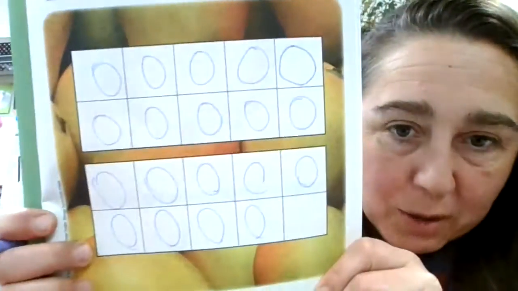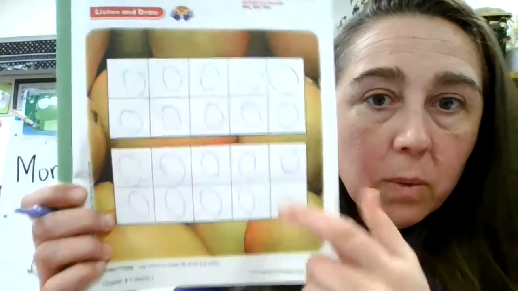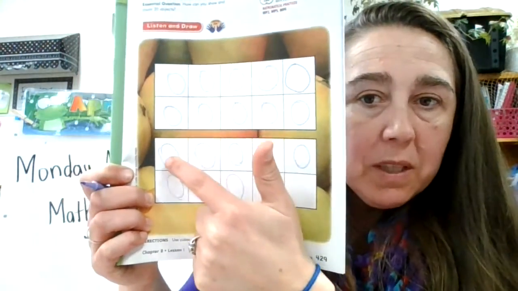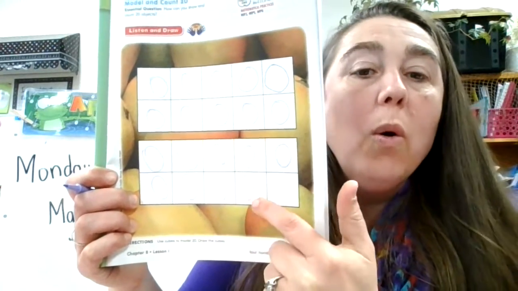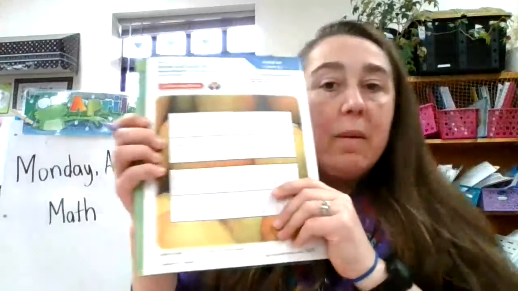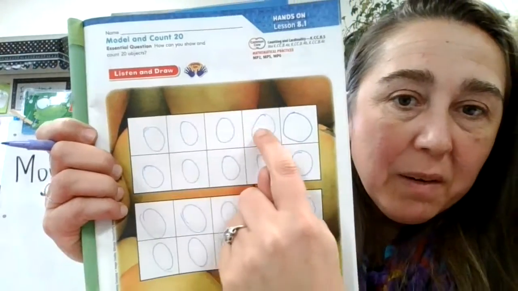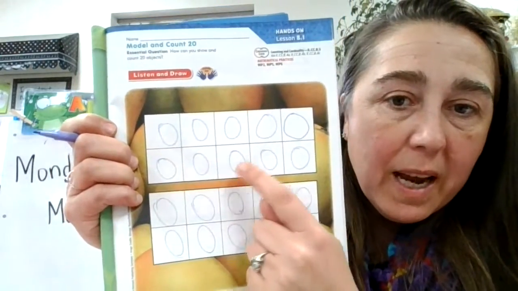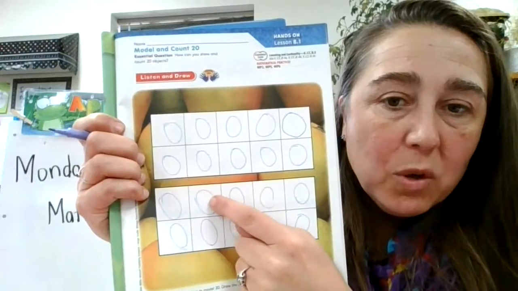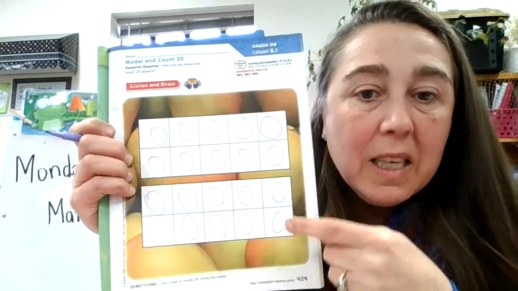Okay, I showed 20. What? That's not 20? Well, it's 10, 11, 12, 13, 14, 15, 16, 17, 18, 19. Oh, I double counted that one. Be careful. If you have 20, both of your 10 frames will be filled. All right, let's count them together. You guys ready to count with me? Let's try it together. Here we go. 1, 2, 3, 4, 5, 6, 7, 8, 9, 10, 11, 12, 13, 14, 15, 16, 17, 18, 19, 20. Nicely done, friends. Go ahead and turn the page.